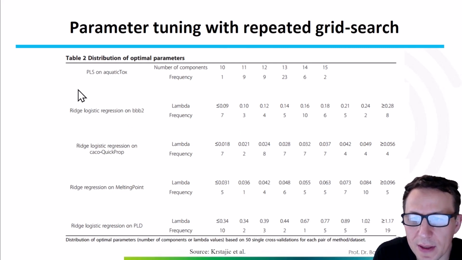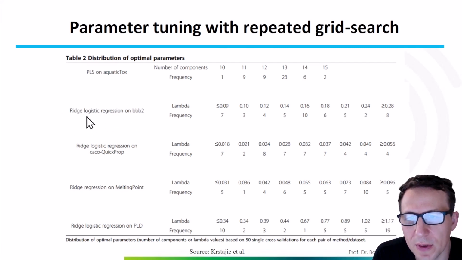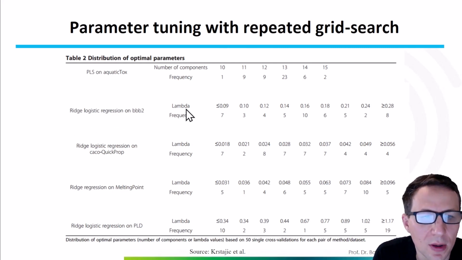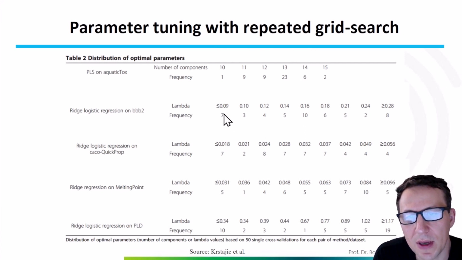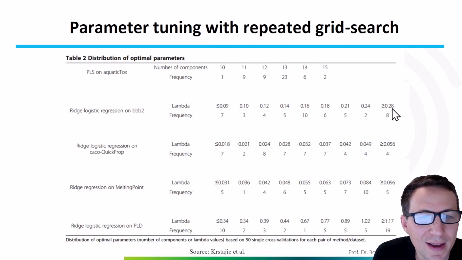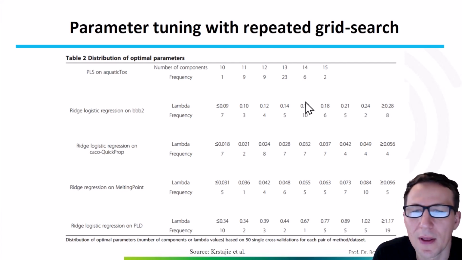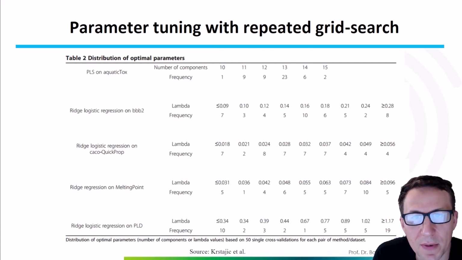It doesn't really matter, we can look at this row here. They want to fit logistic regression, or ridge logistic regression, and you need to fit the model complexity, the parameter lambda. They did 50 cross-validation runs, and in 7 of them, the optimal lambda, the lambda that gives you the best performance, was below 0.09. In 8 cases, it was above 0.28. And the most common value was 0.16. So 0.16 was the value that had the best performance the most times.